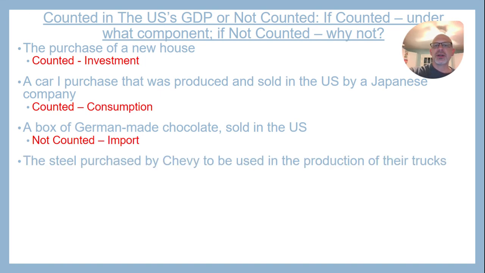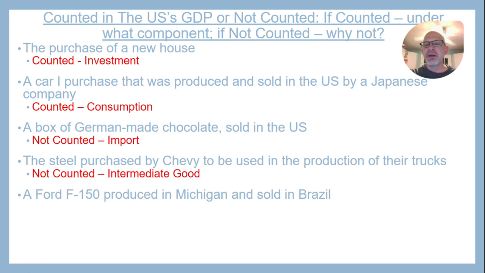The steel purchased by Chevy to be used in the production of their trucks. The key here is we have a good, steel, that is not the final good. Chevy is not the final purchaser of the steel. The steel is going into a car that someone else is going to buy, probably an individual. So this is considered an intermediate good, and the value of that steel, however much it costs to put into the production of a truck, will be reflected on that truck's price tag when an individual buys it.